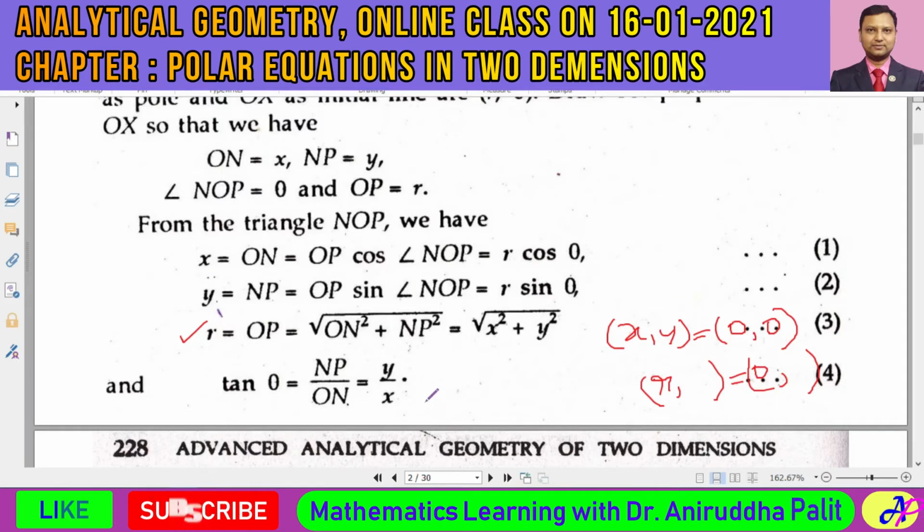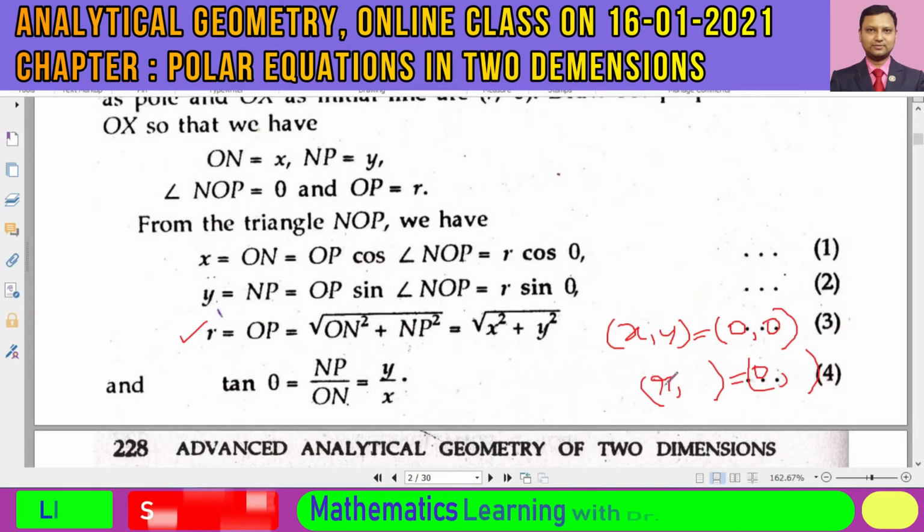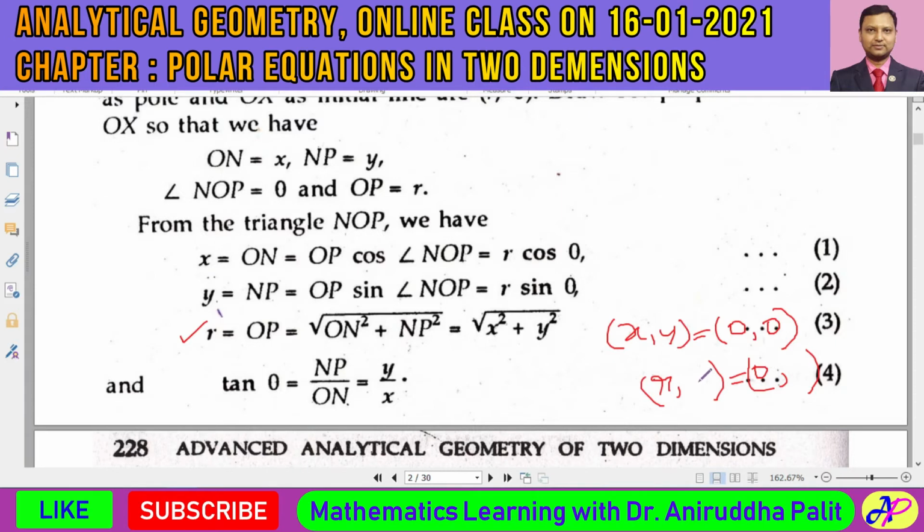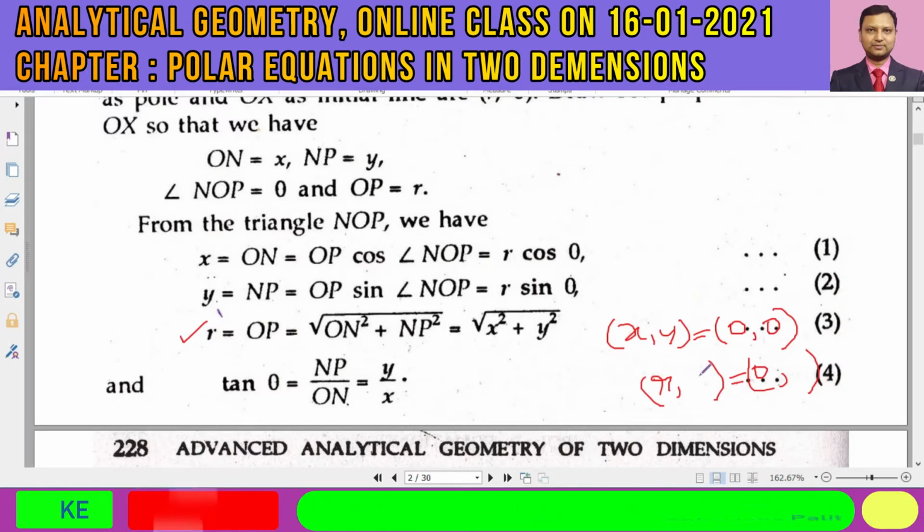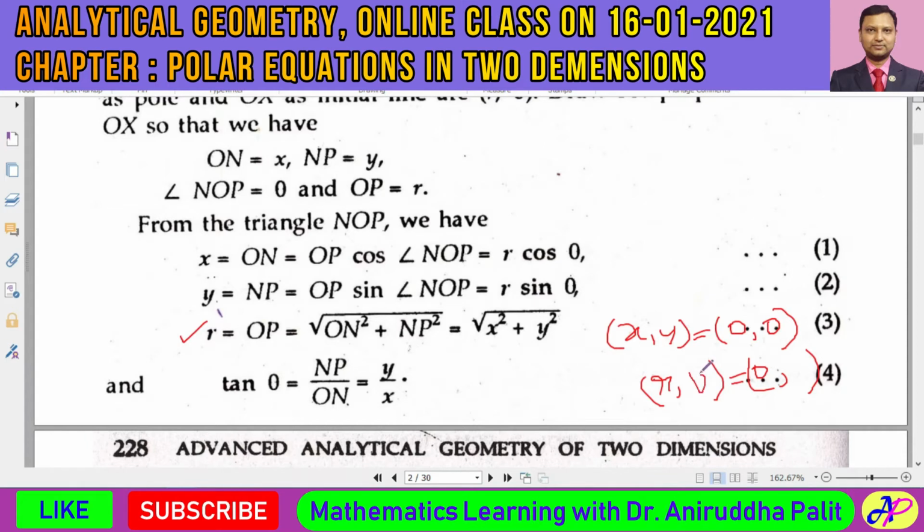Fine. And what would be the value of theta, the second coordinate? That is the special case. We say this value becomes equal to 0. We say that in case of origin, theta should also be equal to 0.